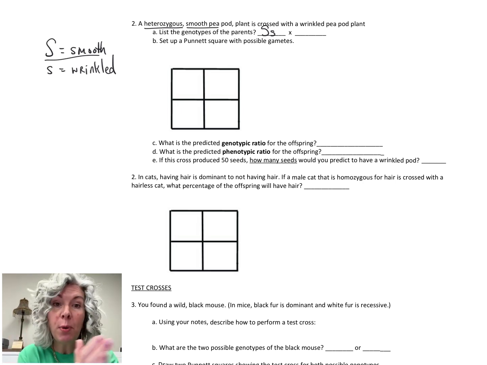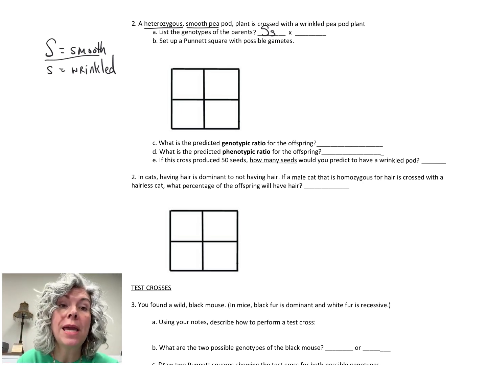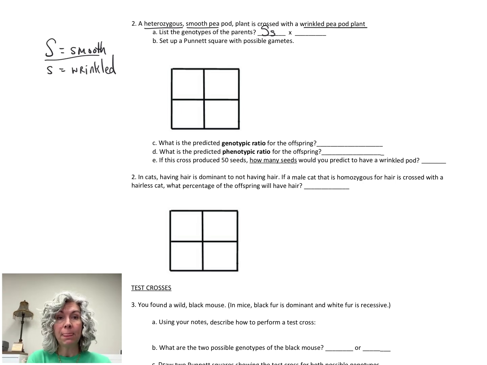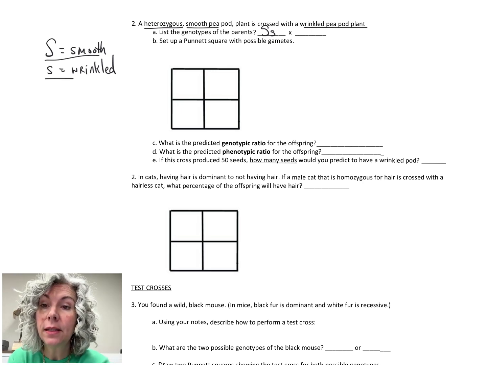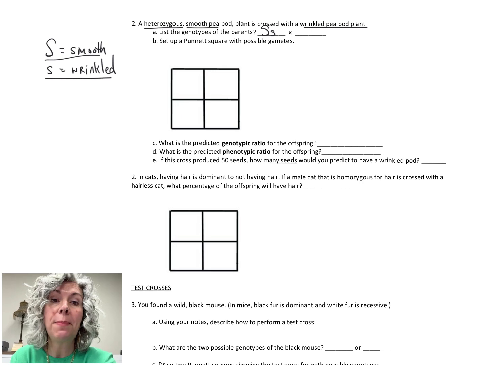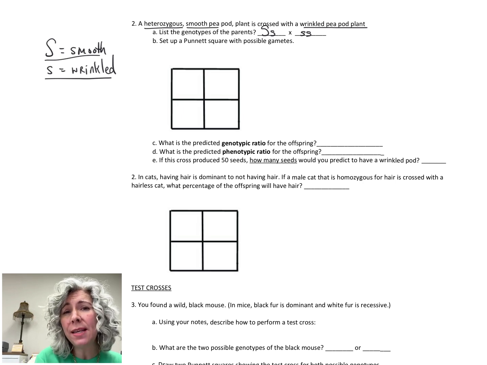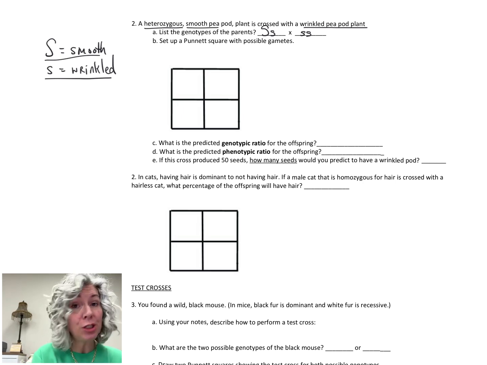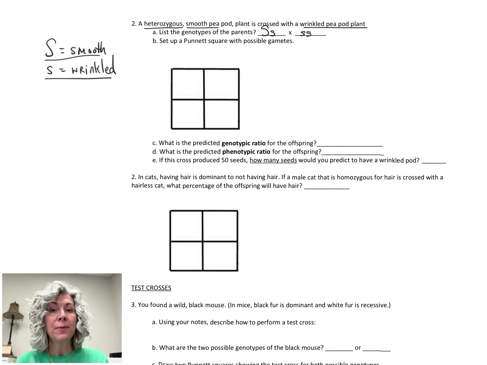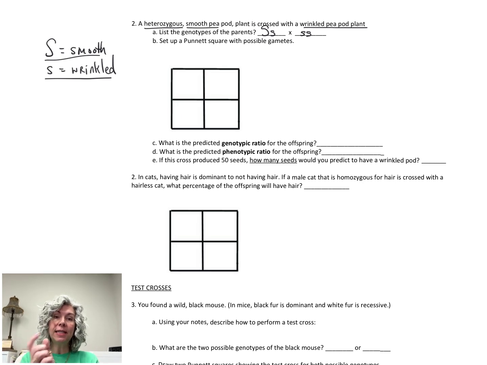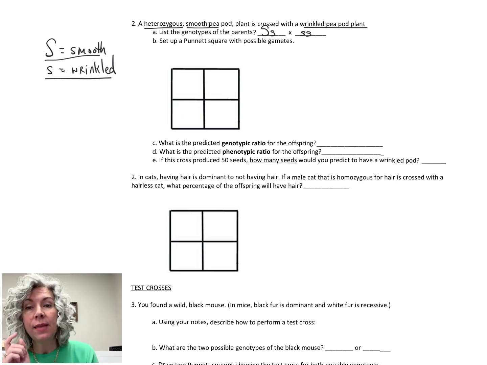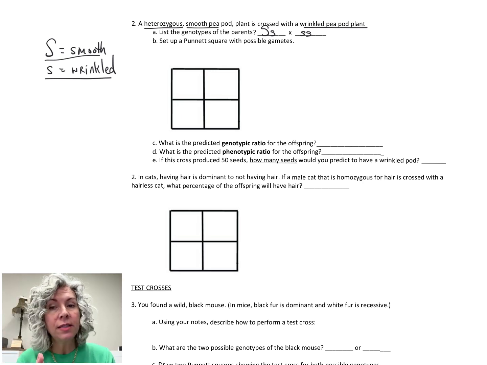Next part, wrinkled pea pod plant. Well, wrinkled is lowercase s. So that means it has to be homozygous, little s, because if it wasn't homozygous, it wouldn't be wrinkled. It would be smooth. So capital S, lowercase s times two little s's. That's part A. That's our parents.